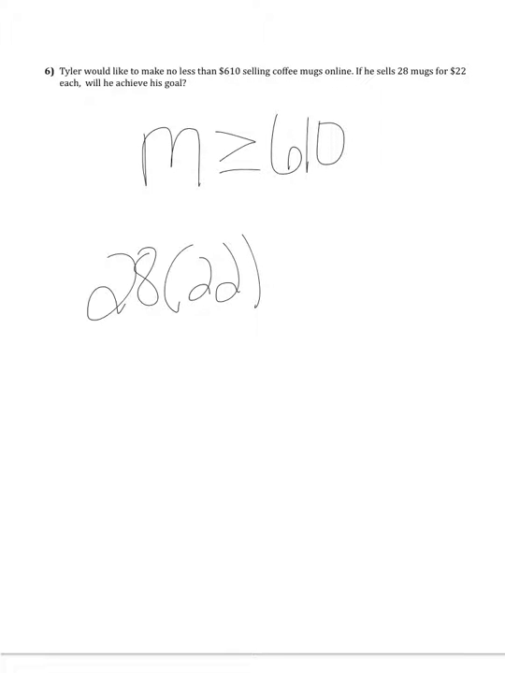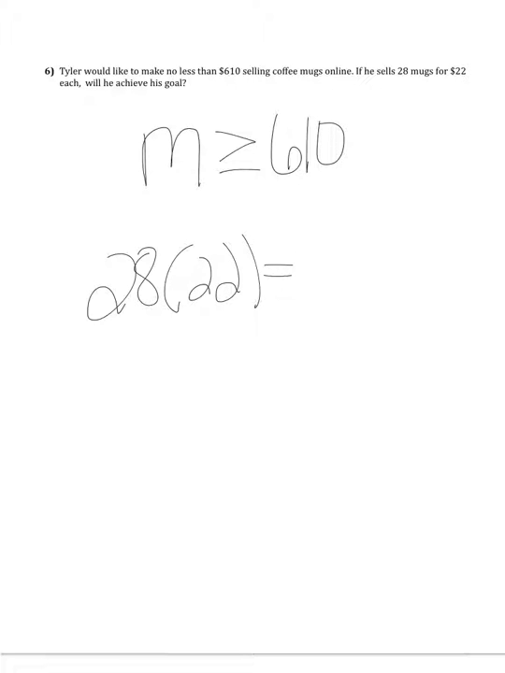If I were to say to you that I have no less than $610, that means I have $610 or more. So the amount of money that Tyler wants to make, let's just call it M. M can be anything greater than or equal to $610. You're then told that he sold 28 mugs for $22. That means I would take 28 times 22 and see if he's reached his goal of more than or equal to 610.